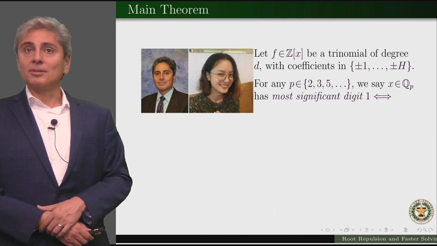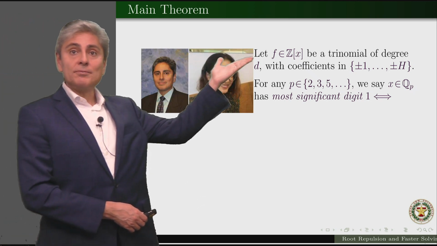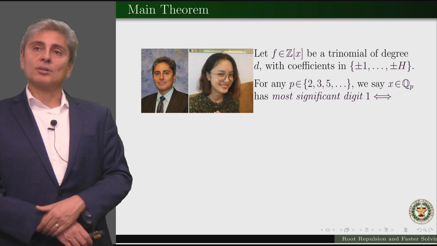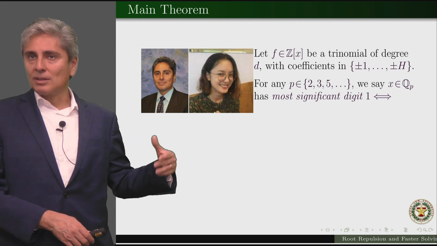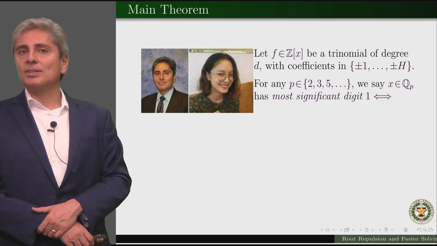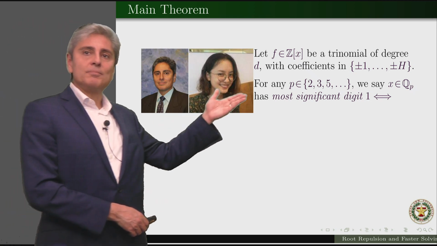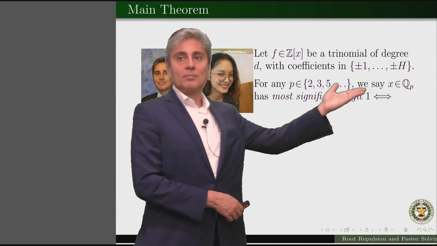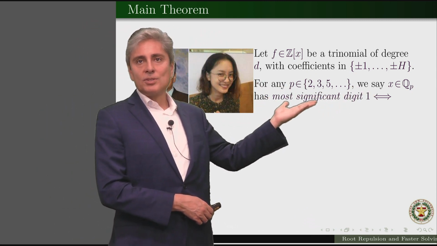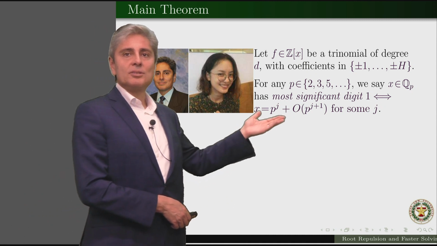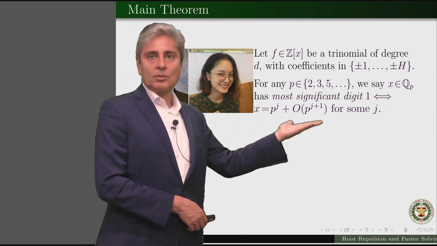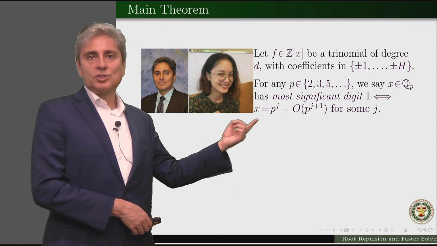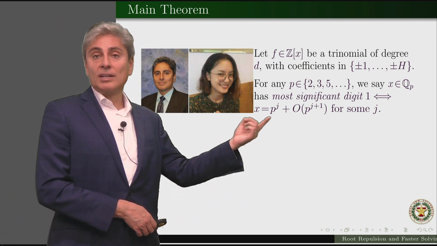So going on to the main theorem, let's consider a trinomial f, a polynomial with exactly 3 terms, and say it has degree d, and the coefficients are within plus or minus 1 up to plus or minus h for some integer h, and consider any prime p. Here's a little notion we're going to need. If you take a non-zero rational number, we say that it has most significant digit 1 if and only if it's of the form p to the j plus higher order terms, for some j. In other words, the valuation is j for some j, and the coefficient in front of the p to the j is just a 1.